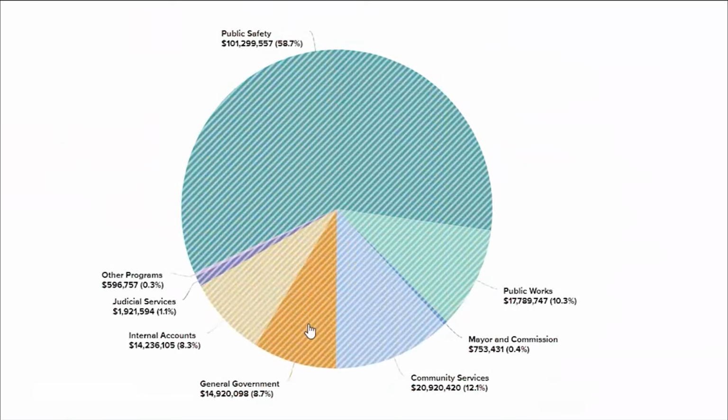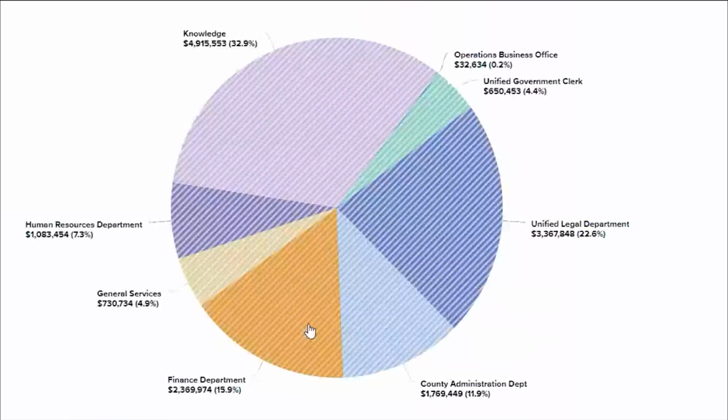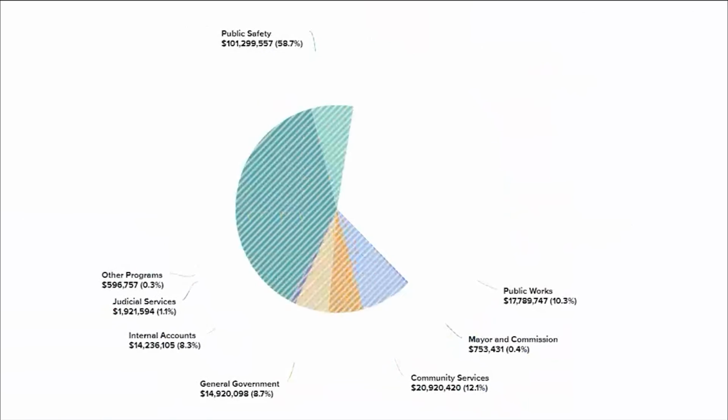General government is a functional area that houses administrative departments for the city and county. These departments include Knowledge, the Operations Business Office, Unified Government Clerk, Unified Legal Department, County Administration, Finance, General Services, and HR. Let's go back and look at more.